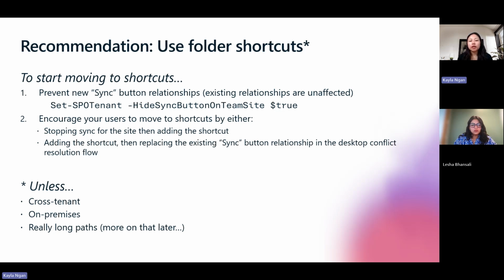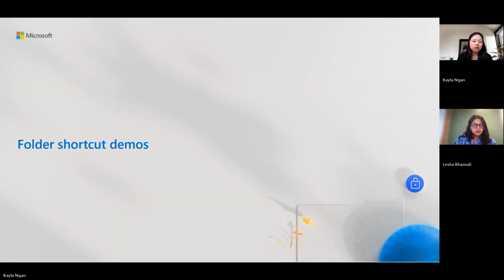There are a few scenarios for which shortcuts are not yet adequate, and those are cross-tenant, on-premises, and really long paths. And so you might be wondering what's really long and how does it affect shortcuts, but not the sync button relationships. And we'll share a little bit more about that in the next section. All right, and I'll hand that over to Lesha.